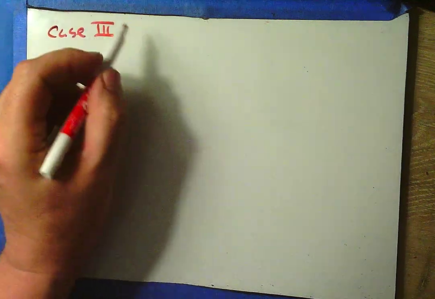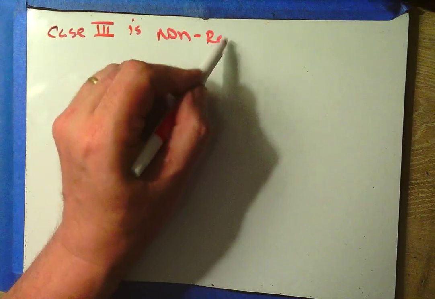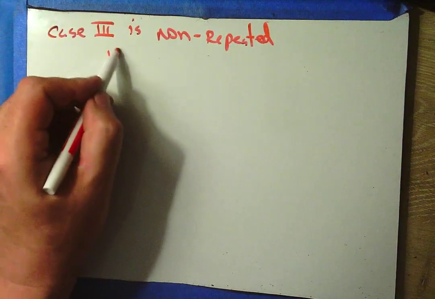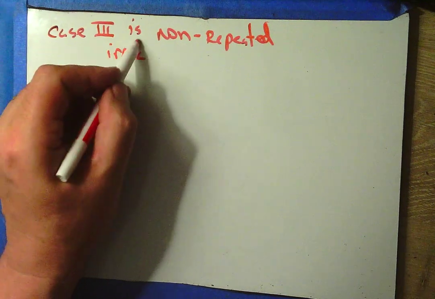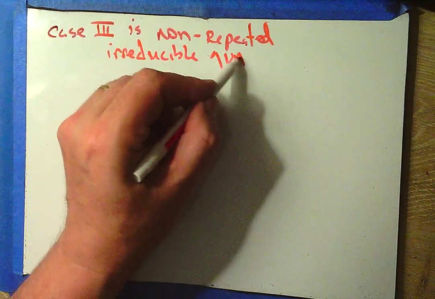Now, there are cases 3 and 4. Let's take a look at those briefly. Case 3. Case 3 is non-repeated, irreducible quadratics.